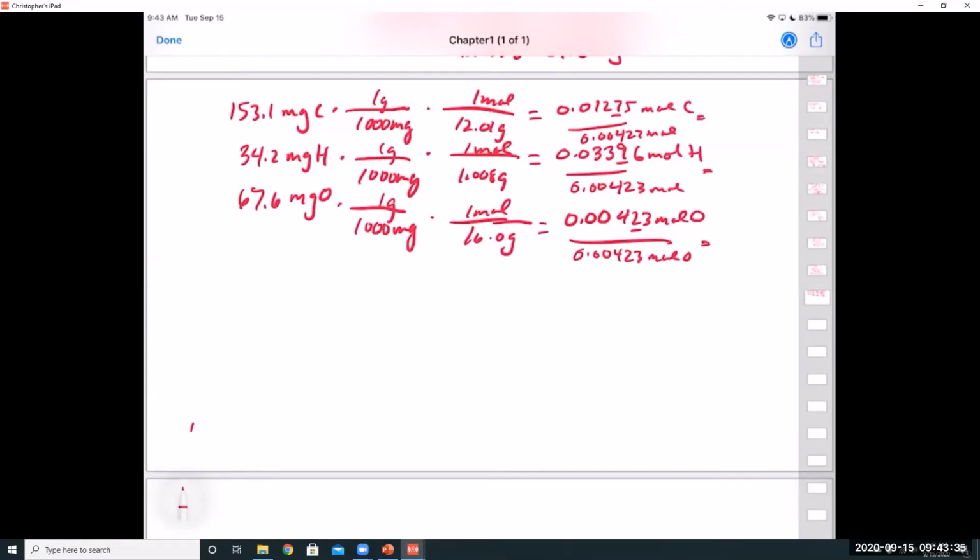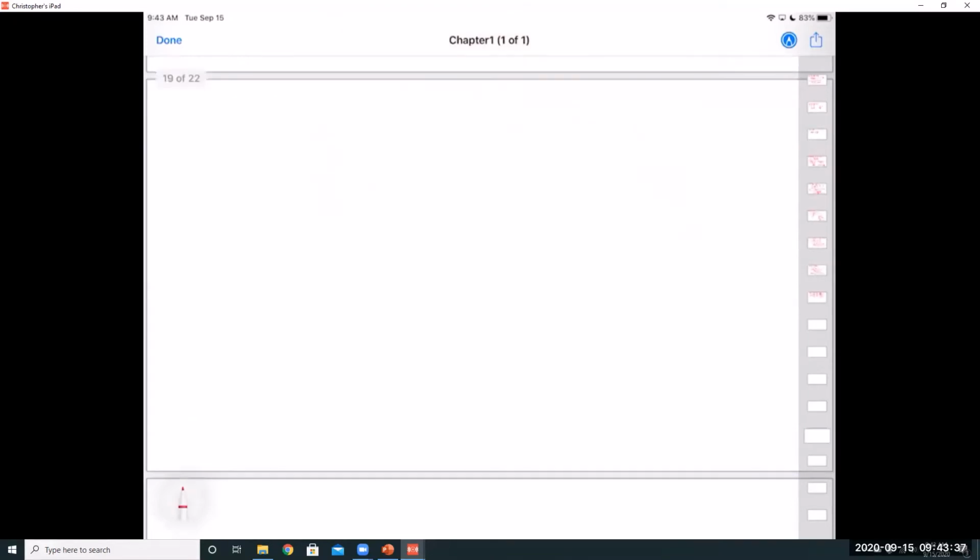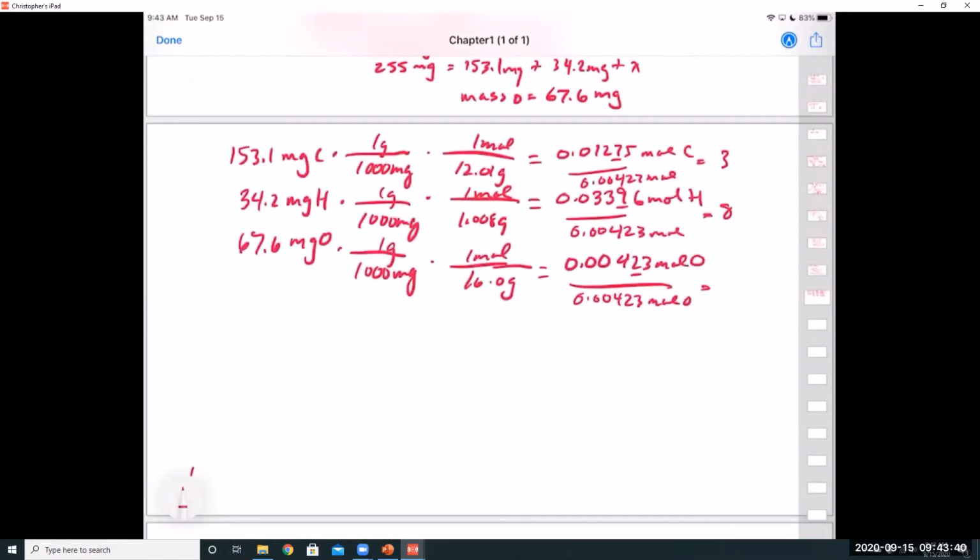And then we're going to get our ratios. And the ratios in this case are going to be 3 to 8 to 1. So the final empirical formula is C3H8O1, which has an empirical formula weight of 60.094 grams per mole. And the way that I get that empirical formula weight is I take 3 times 12, because there's 3 carbons, 8 times 1.008, there are 8 hydrogens, and I take 1 times 16 because there's 1 oxygen. And so you should come up with an empirical formula weight of 60.094.